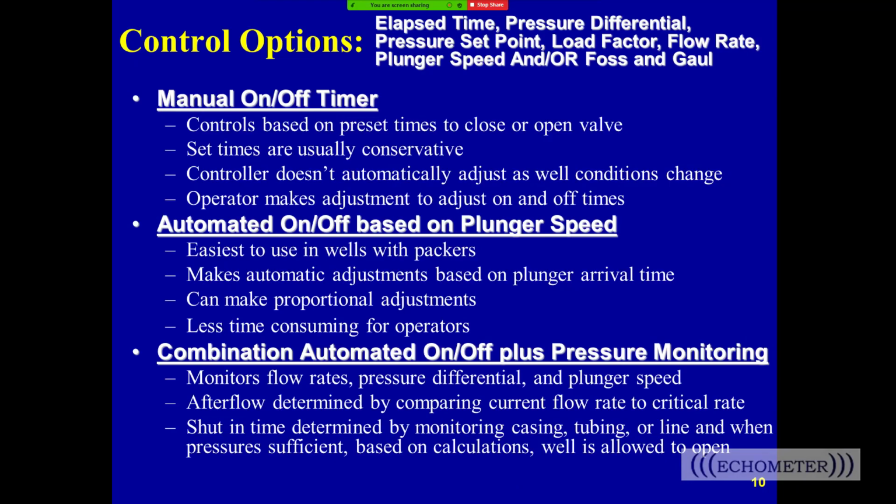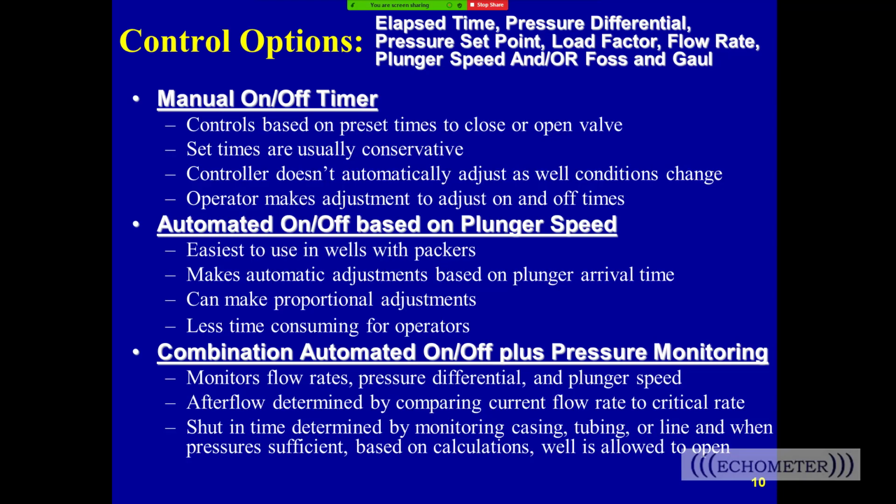Now the controllers, there's all kinds of controllers, and the simplest one is typically time. And a lot of times when you use a manual on and off timer, the operator often is concerned the plunger comes up, and often he'll say something like, if my plunger comes up, that's good enough. And what that means, though, is that often the well's not optimized. So when I see a well that's on a manual timer, I often think that it's probably not optimized, and more gas could likely be produced from that well.